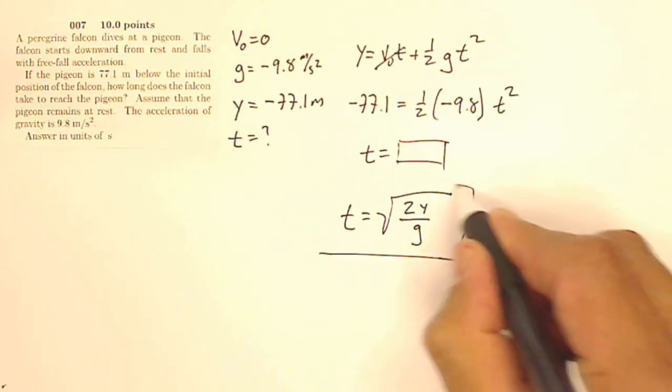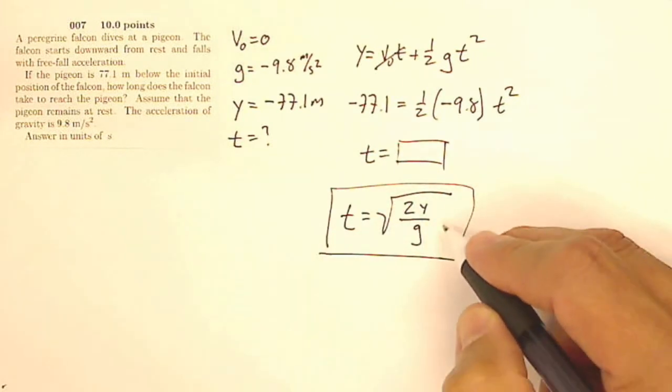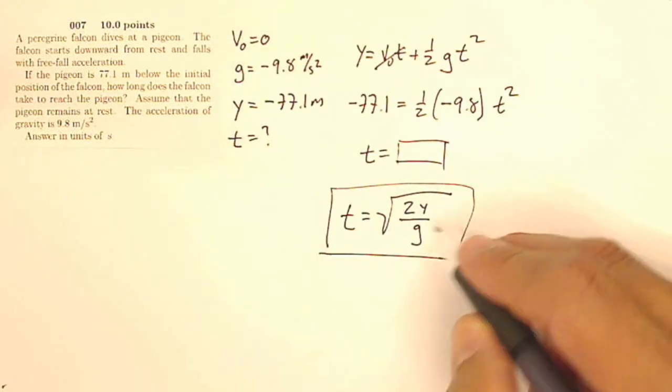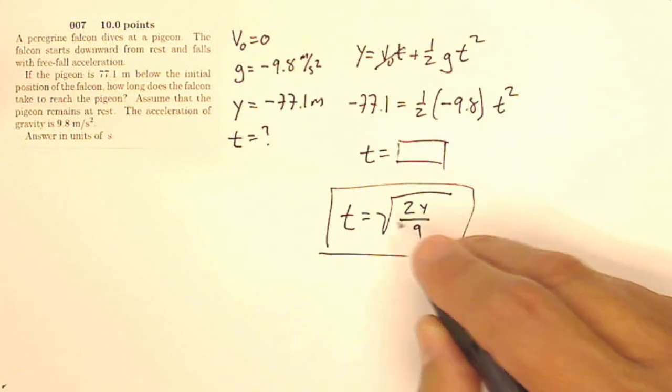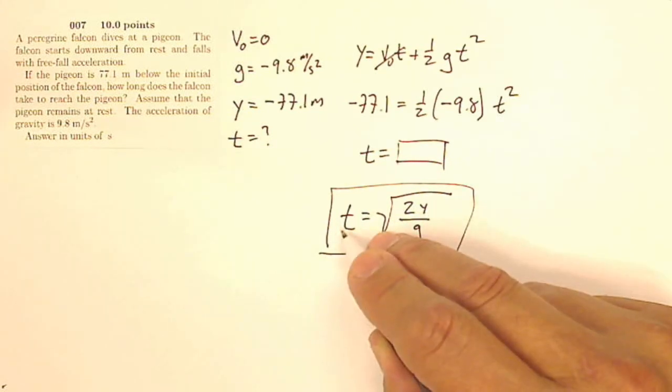So if you want to rearrange this equation and kind of keep this in mind, it's not on the AP Physics equation sheet, but it sure is handy to be able to rearrange and say, oh, from any height, how long does it take to fall at free fall?